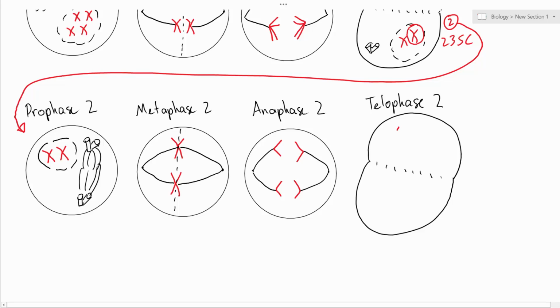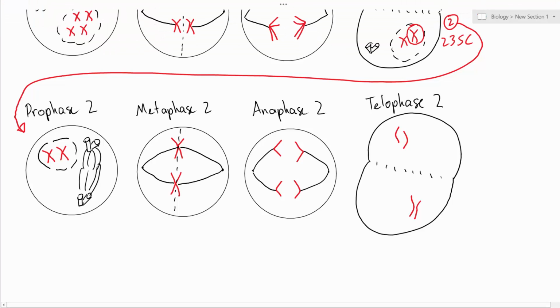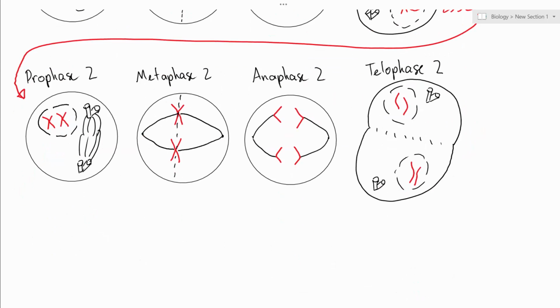So in our final stage, telophase 2 and then cytokinesis, once again in our second division, we'll see our nuclear envelope reforming, centrioles to the opposite poles, and then this cell will divide to form 2. The first cell here will have divided to form another 2, so in total we end up with 4 haploid cells at the end of it.